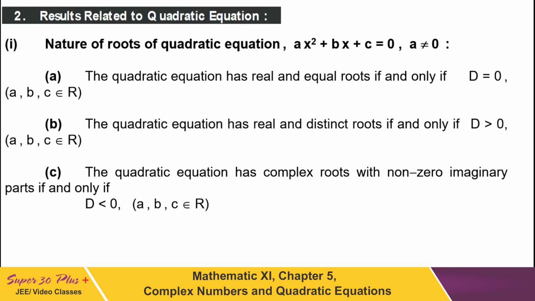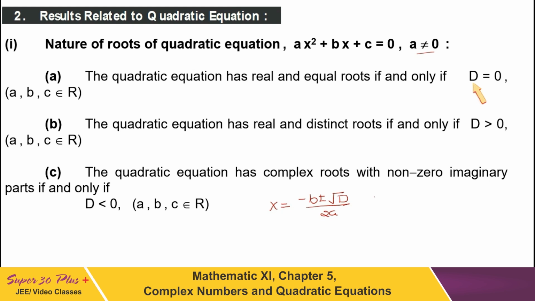Students, here are results related to the quadratic equation. First, nature of roots of the quadratic equation ax square plus bx plus c is equal to 0, where a is not equal to 0. Point A: the quadratic equation has real and equal roots. Actually, the roots of the quadratic equation are x equal to minus b plus minus square root of D upon 2a.